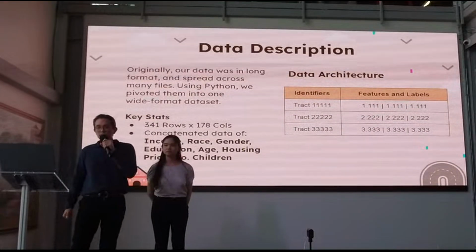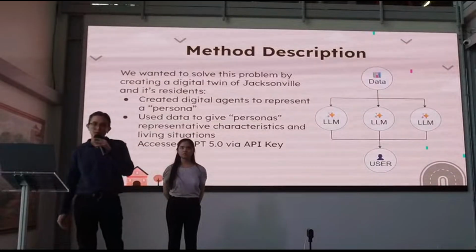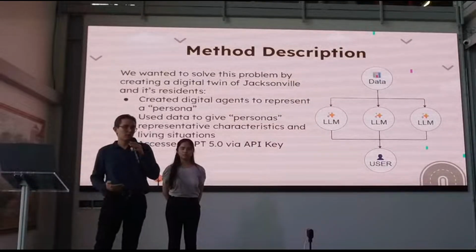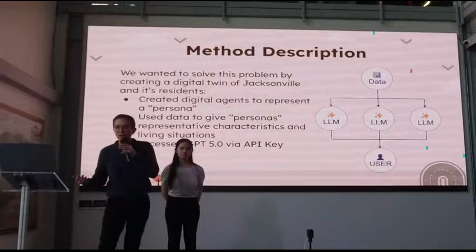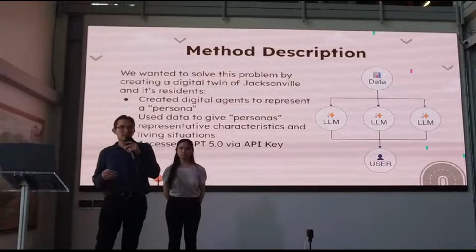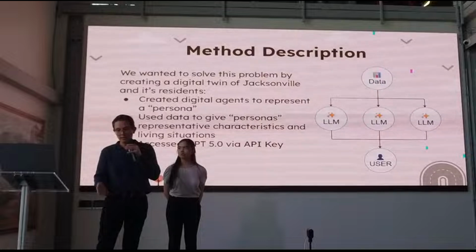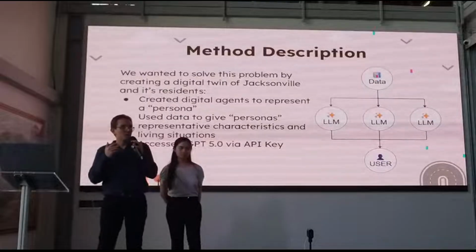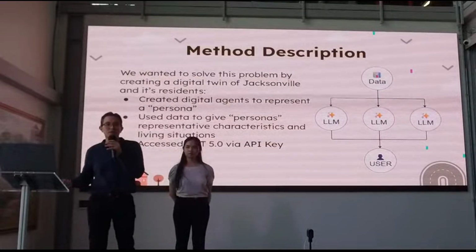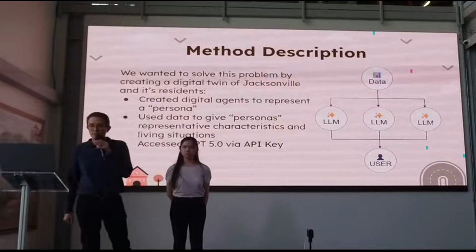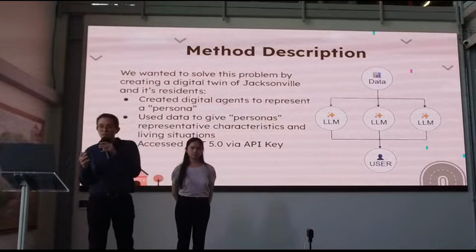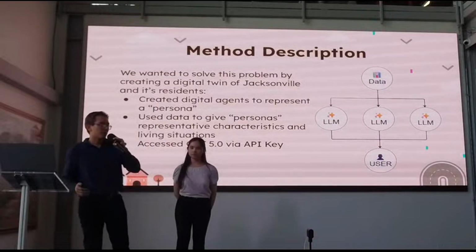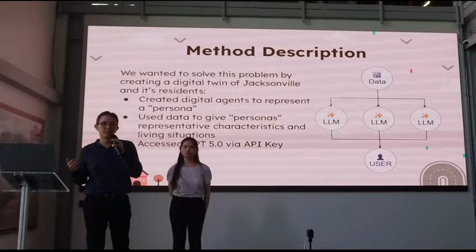The data we were looking at was income, race, gender. The solutions were headed more towards a machine learning role, but we wanted to take a more creative route. Instead of finding these solutions, we created digital agents to represent these personas. These personas are the people and citizens living in Jacksonville in your demographics. Then we use the data to give these personas actual characteristics and living situations. All of this was powered behind the scenes with GPT-5's API key.